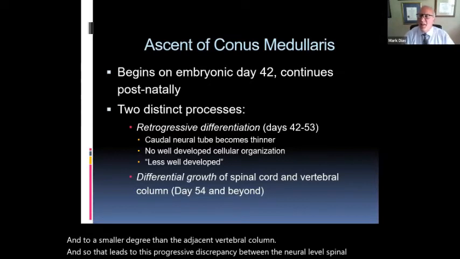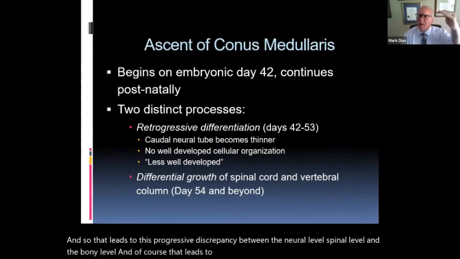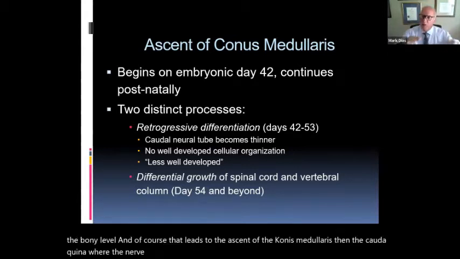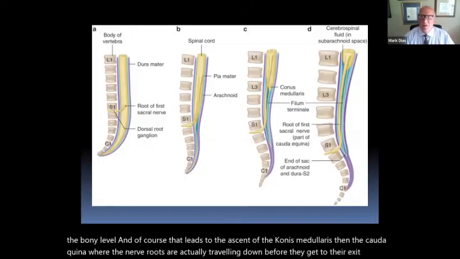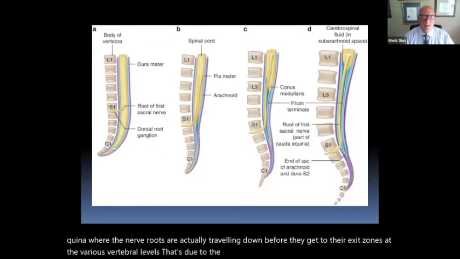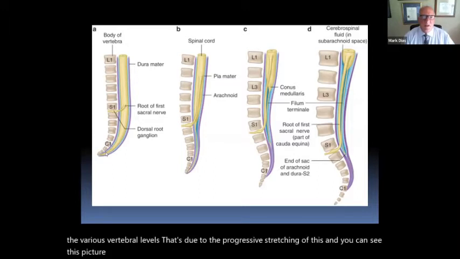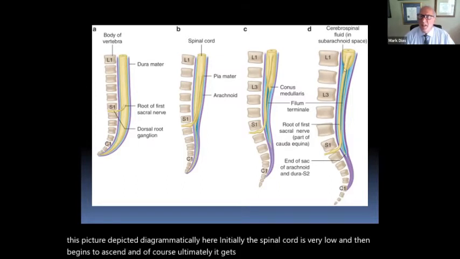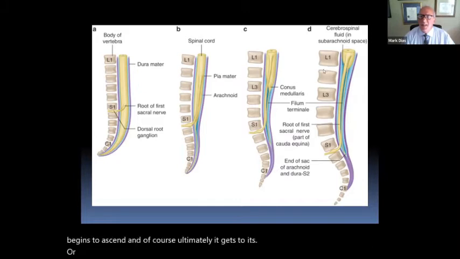And of course, that leads to the ascent of the conus medullaris and the cauda equina, where the nerve roots are actually traveling down before they get to their exit zones at the various vertebral levels. That's due to the progressive stretching of this. And you can see this depicted diagrammatically here. Initially, the spinal cord is very low and then begins to ascend. And of course, ultimately it gets to its adult resting place. And we'll talk about where that is in just a second.